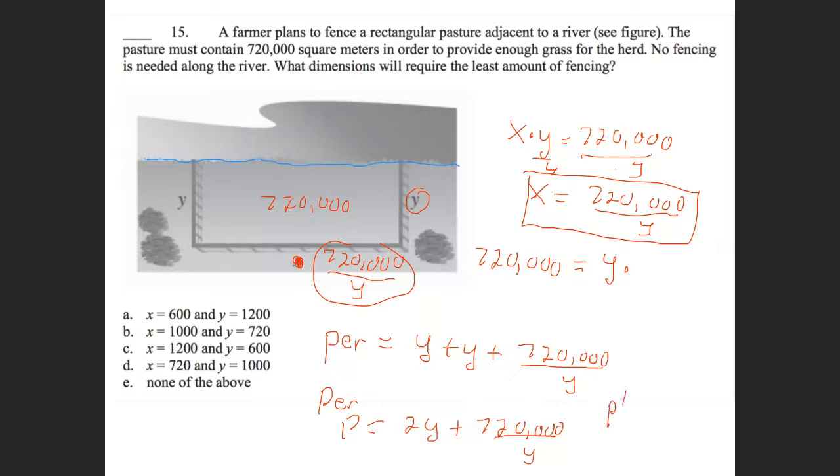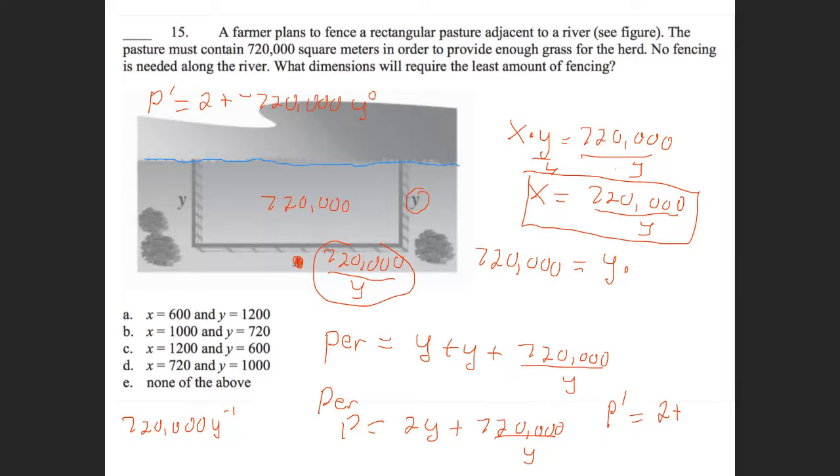The derivative of perimeter is equal to, what is that going to be? 2 plus, and I'm going to bring the y up here and bring that down. I'm not going to have enough room here. So the derivative is going to be 2 plus negative 720,000 y. Oh, I'm taking it.